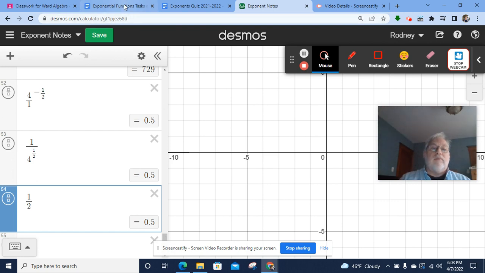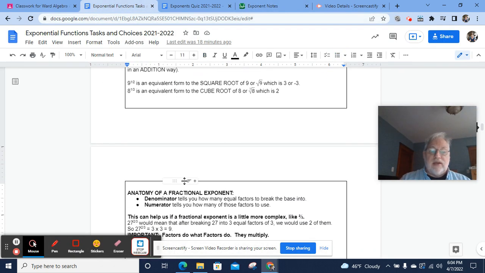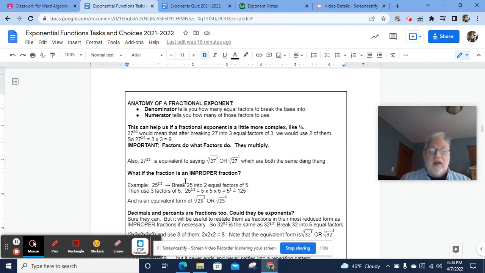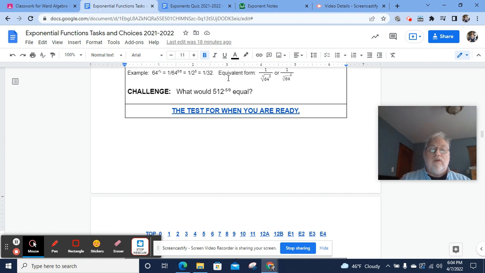And I'm going to bring your attention now to a challenge question that I did toss in here at the end. What would 512 to the negative 5/9 power equal? If you can work that out on your own and show me your work, that's worth an exceeding. I hope that was helpful.